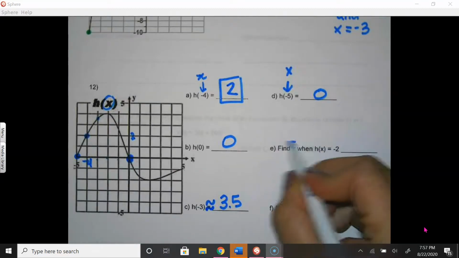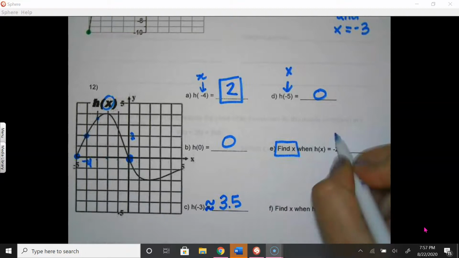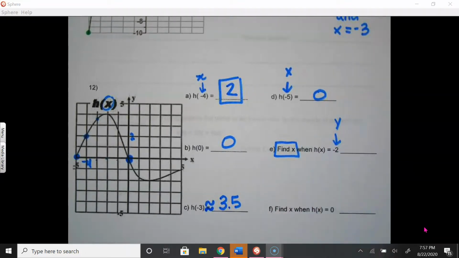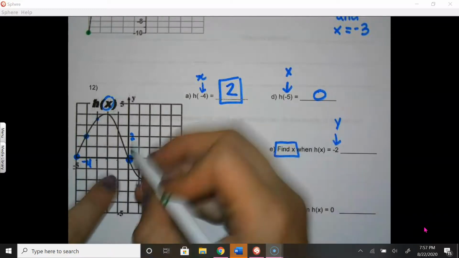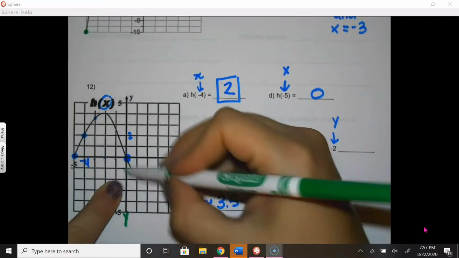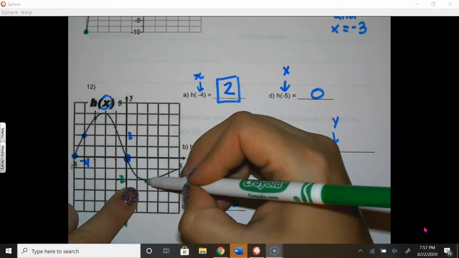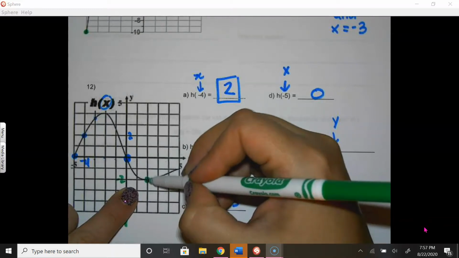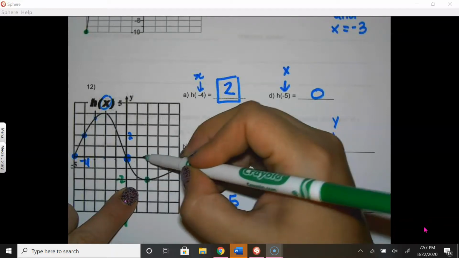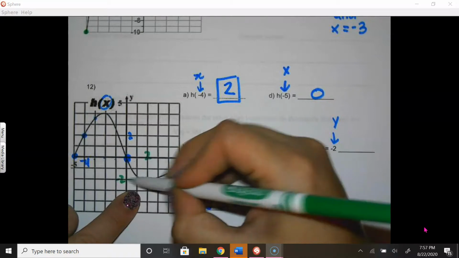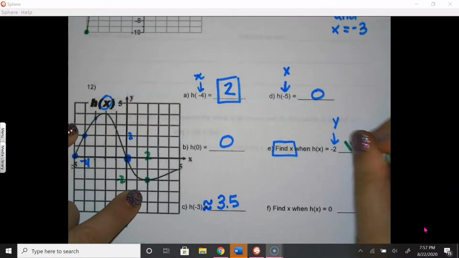Okay, next it says find x. So if we're finding x, this number has to be y then. So it says find x when h of x equals negative 2. So what x value will have a y value of negative 2? So I'm going to go to the y-axis. I'm going to go to negative 2, so right here. It looks like right here to me. So when x is 2, it has a y value of negative 2. So x equals 2.